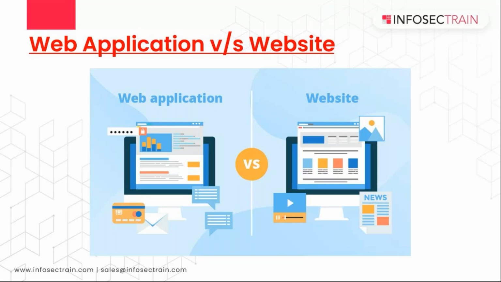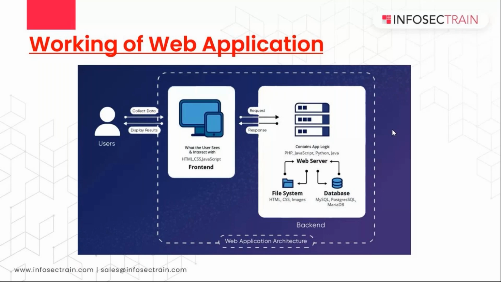A website needs an internet connection for access, and a web application gives you offline capabilities. It allows the users to work with some features even without an internet connection, right? So some of the features are allowed when you are working with a web application. So these are some of the differences between web application and website.